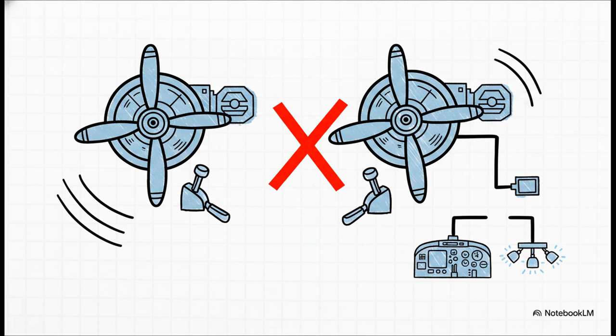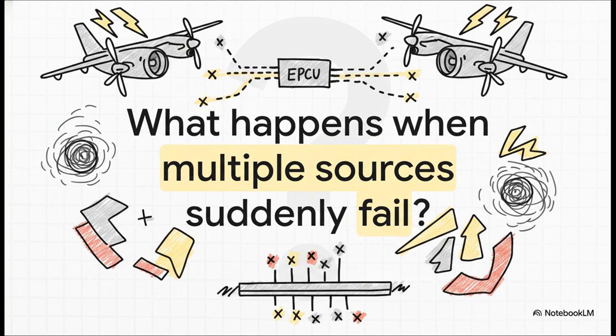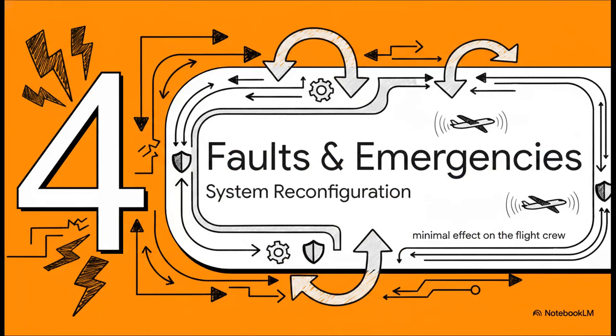No exceptions. We know the system is robust, but it begs the question, what happens to the Q400 when multiple power sources fail simultaneously? Let's shift our focus to how the EPCU handles critical compound component loss. Section 4, system faults and emergencies.